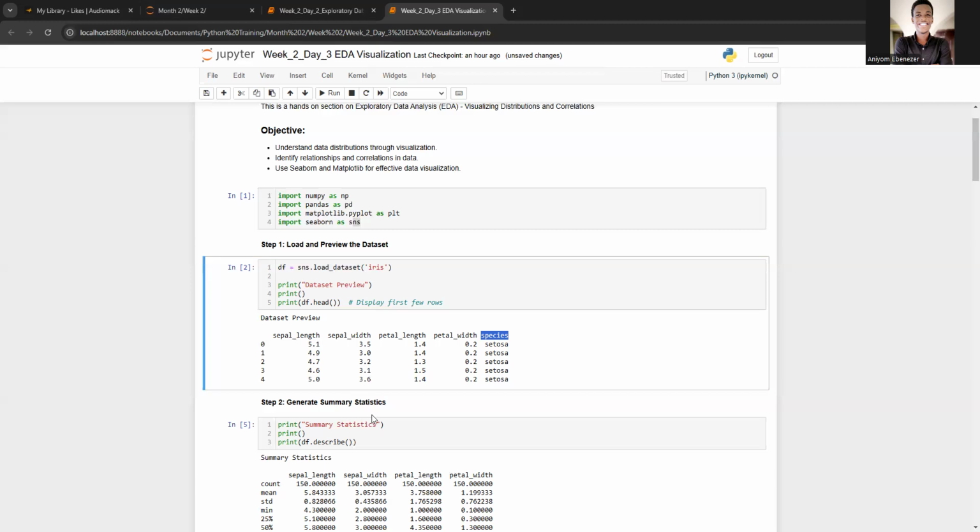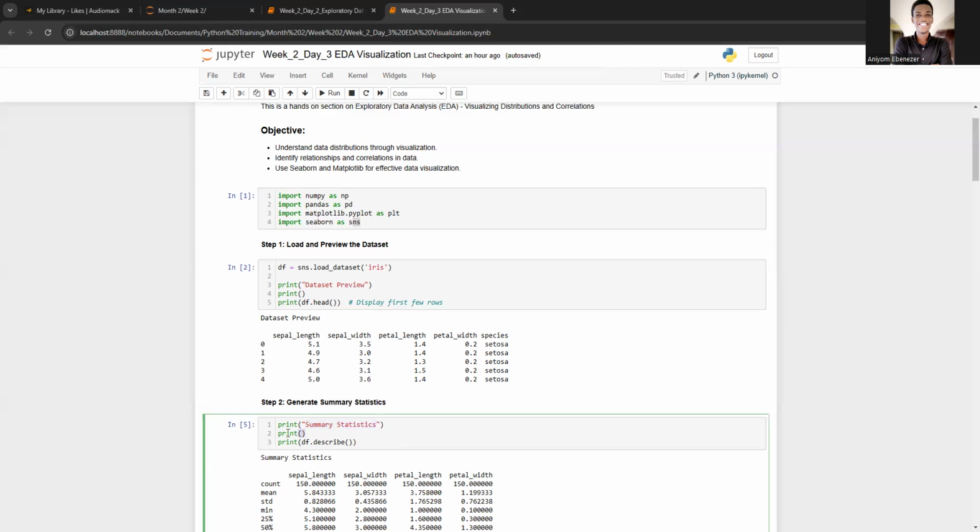So step 2 is to generate summary statistics, or a statistical summary. This statistical summary helps you. Remember, we are trying to understand our data distribution and also perform some visualizations. So your statistical summary will help you to understand the basic statistical parameters that are associated with this data set. So I have here print summary statistics, right?